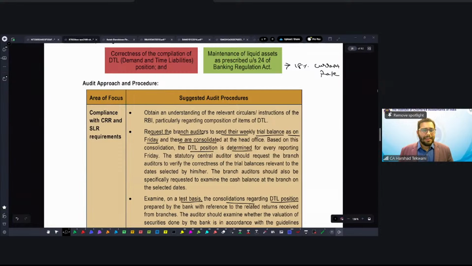So, as for investments, as an auditor we will first see from the audit report what we are required to report on investments. So let's go to the investment area.